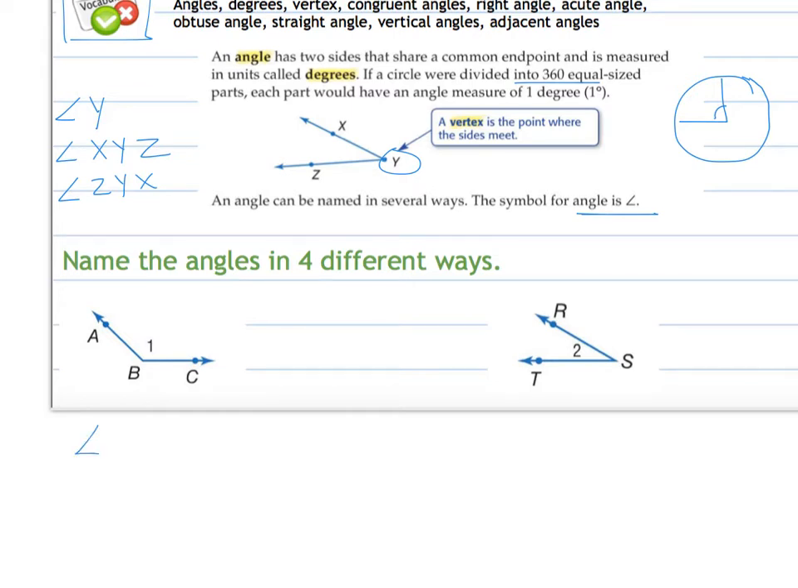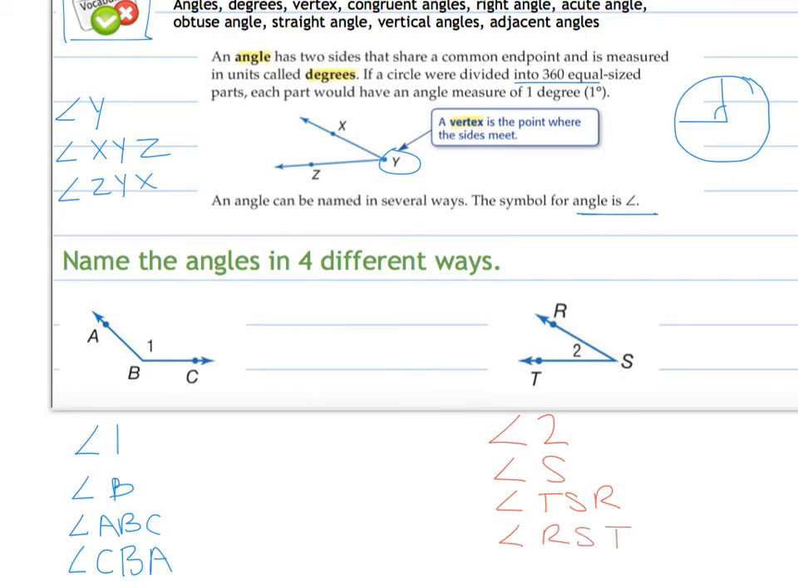One is to name it by its number. So here I have angle 1. Or its vertex is B, so I could call it angle B. Or I can name it angle ABC. Or in reverse, angle CBA. Noticing that B, that vertex, is in the middle. Why don't you try this one? And then come back and see. So this could be angle 2, angle S, angle TSR, or angle RST. Easy as that.